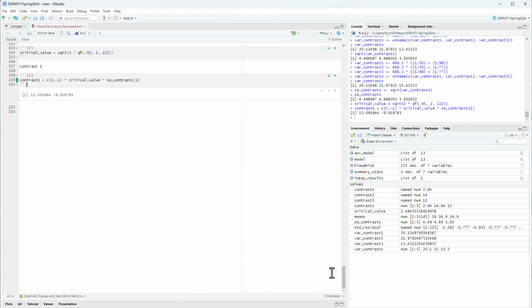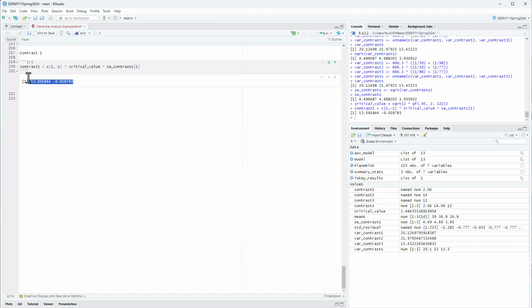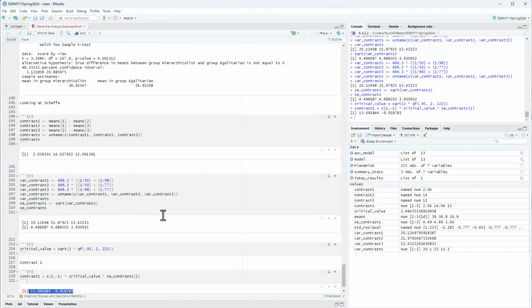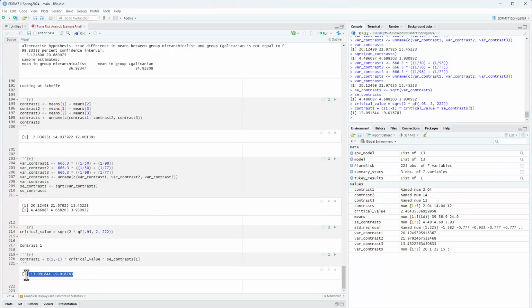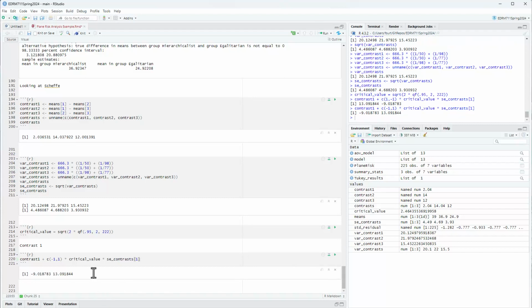So let's look at that. And there's my confidence interval. My confidence interval goes from 13 to minus 9, or the other way around, minus 9 to 13. Actually, let me switch this from minus 1 to positive 1. That would make more sense. Don't know why I did it that way. There we go. Minus 9 to 13. That's my confidence interval. And that is for comparing individualist to hierarchicalist.